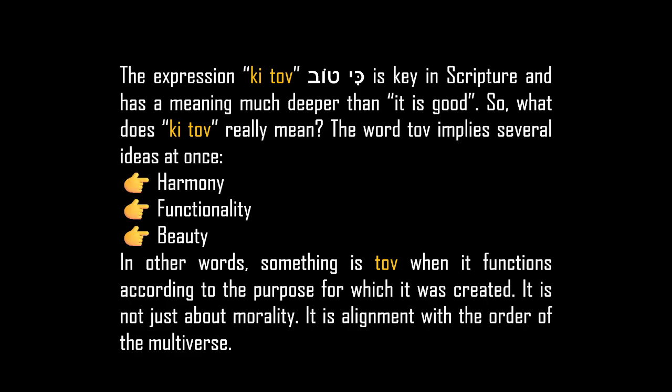So the light, besides being good, Ki Tov, is an element that brings harmony. It is an element with functionality, and it adds beauty to things. In other words, something is tov when it functions according to the purpose for which it was created. There is a purpose. The light was not simply designed to shine in the darkness. And this leads to another question.